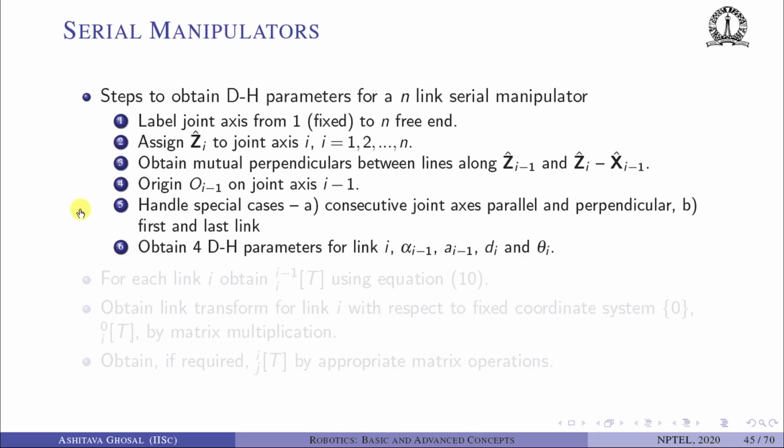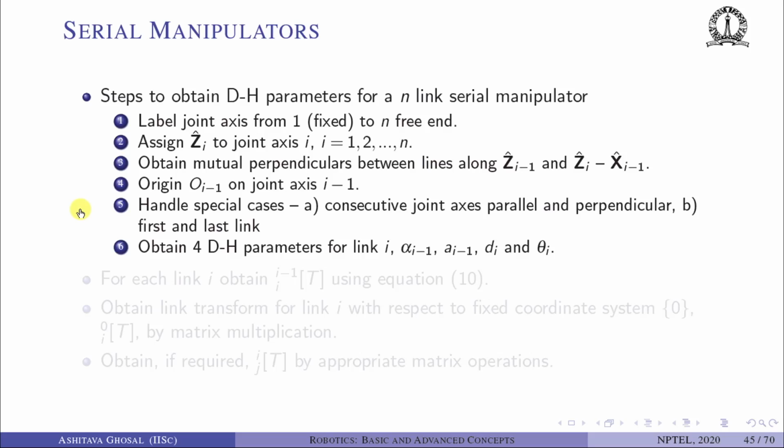Just to recapitulate again, what are the steps to obtain the DH parameters for an n-link serial robot? First, label all the joint axes from 1 to the free end. So 1 is near the fixed base, connecting the fixed coordinate system with the first link, and n is the last or the free end. Assign zi to joint axis i for each one of those joints, i equals 1 through n.